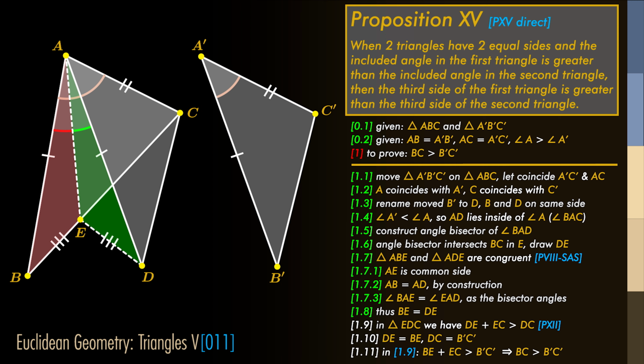With this intermediate result, we can now look at the sum of sides in the triangle EDC. In this triangle, we know that the sum of DE and EC must be greater than DC. We can replace DE by BE, and we can replace DC by B'C'. Doing so gets us the inequality stating that the sum of BE and EC is greater than B'C'. The sum of BE and EC is equal to BC, and so we get that BC is greater than B'C'. And that's what needed to be proven.